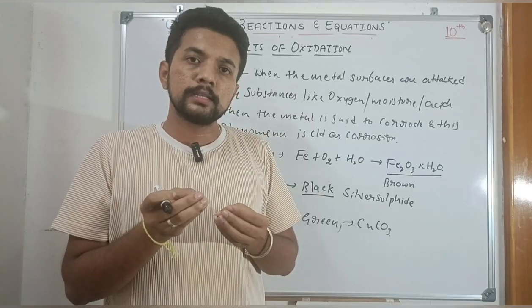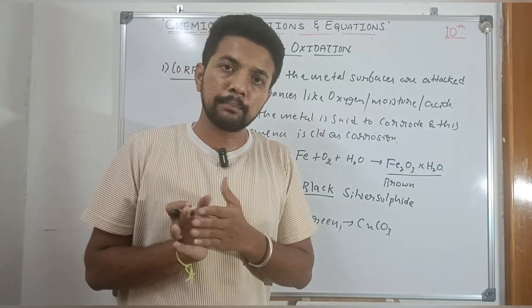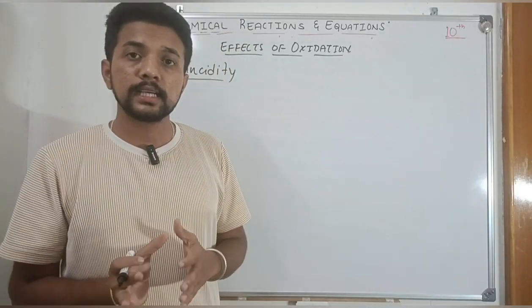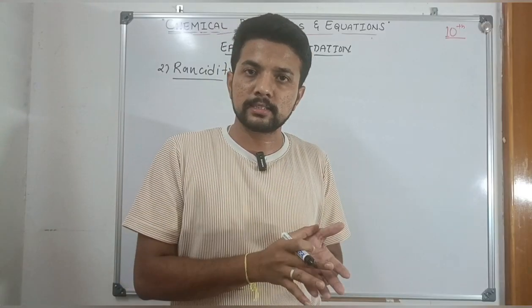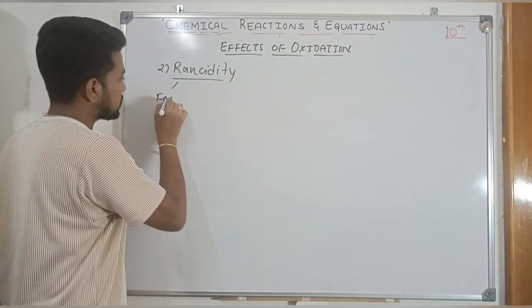So you will get methods for the prevention of corrosion completely in the Metals and Non-metals chapter, where I will explain in detail. So the second effect of oxidation is rancidity. So here the corrosion process is with respect to metals. So here the rancidity process is with respect to food items. So what is meant by rancidity?